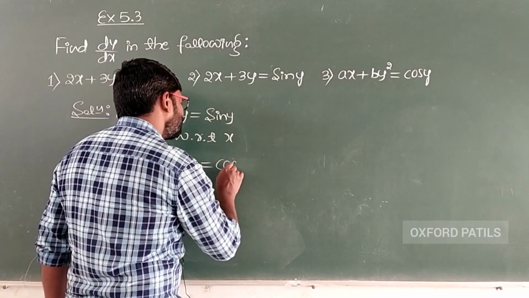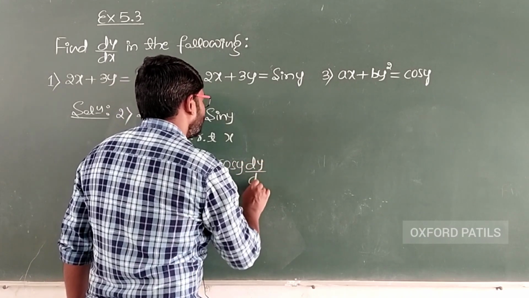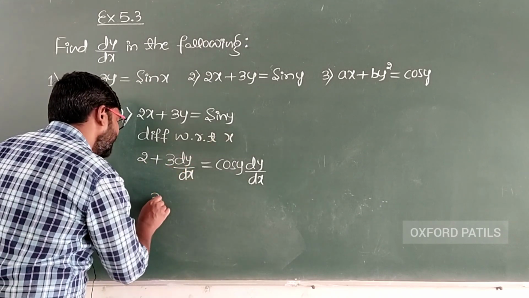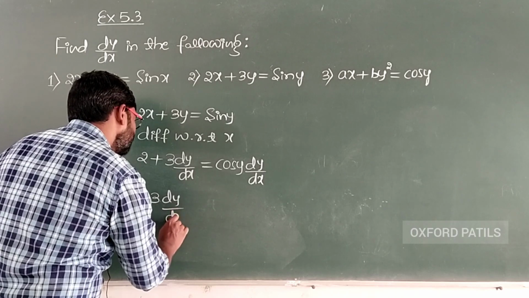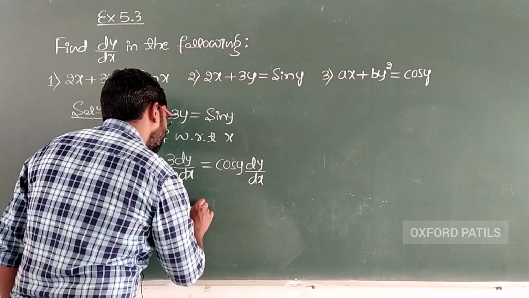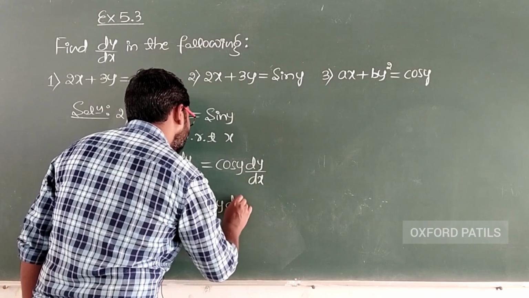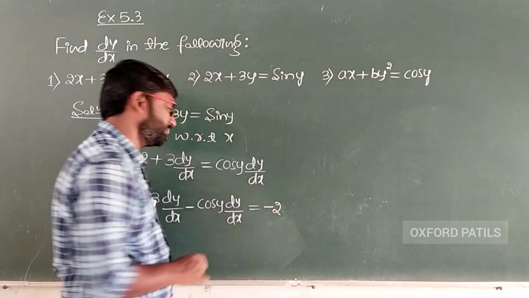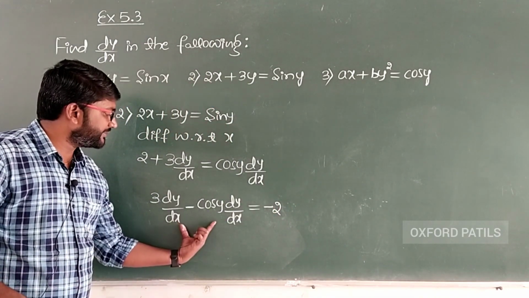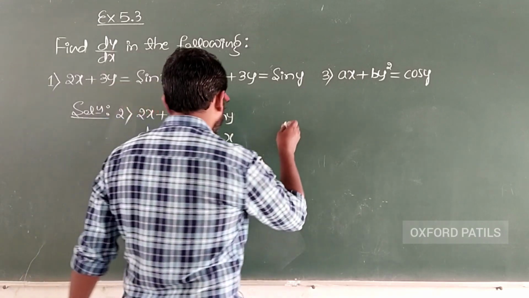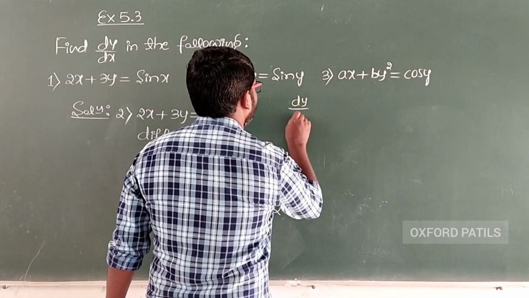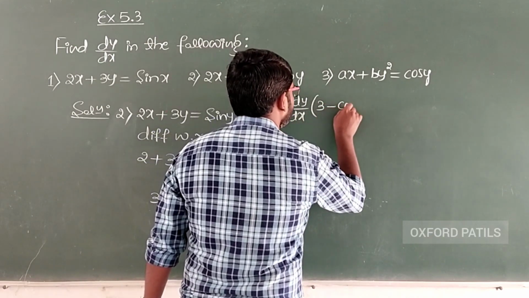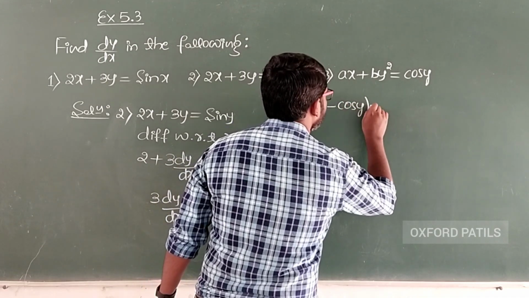Cos y into dy by dx. Now take this term to the left hand side and 2 to the right hand side. 3 dy by dx minus cos y dy by dx is equals to minus 2. Now in these two terms we can take dy by dx common. So here if we take dy by dx common, inside the bracket we get 3 minus cos y, which is equals to minus 2.